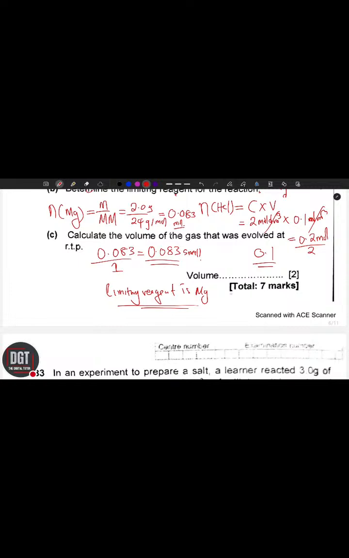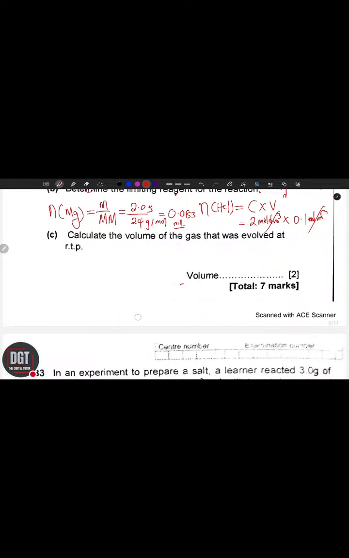Okay. Then the last question of this, question C: calculate the volume of the gas that was evolved at RTP. Calculate the volume of the gas that was evolved at RTP. Immediately you hear that, think of number of moles equals volume over molar gas volume. We are looking for the volume, so volume equals number of moles multiplied by Vm. And now we are talking of the gas, which means the number of moles should be of hydrogen gas.